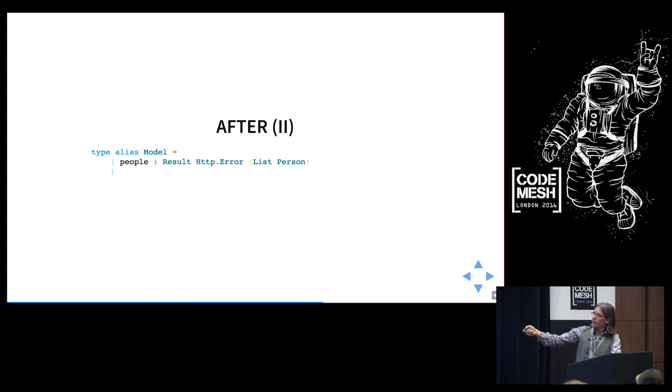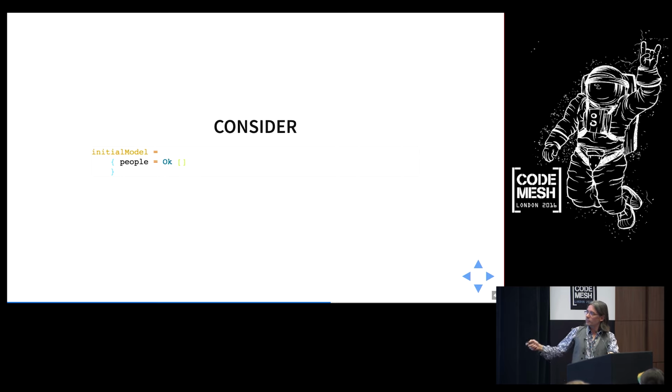I would actually go even further than this. This is saying that either we will have an error or we will have a list of people. Well, that doesn't make sense either. We can keep looking at the type and say, can this represent a sensible world? Well, it doesn't, because when we start, we're either going to have to say we've started with an error, which is nonsense, or we're starting with an empty list of people. That's not true either. When the app first starts, we don't have an error, we don't have an empty list of people, we have nothingness. We have to find a way to represent that.